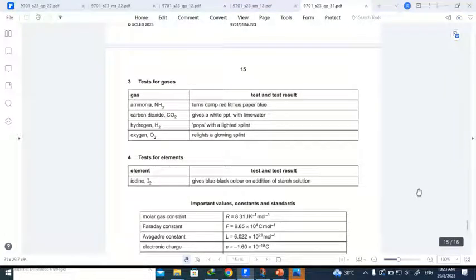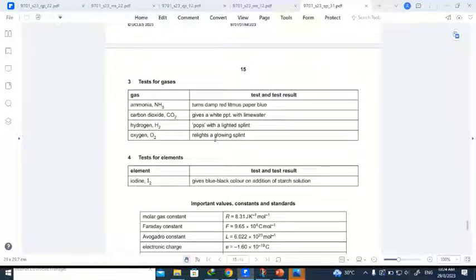This qualitative analysis note has a table for tests for gases. My students always find it very difficult to predict what type of gases they should test for. They should identify in a reaction which is producing a gas. So when they see effervescence, they would not know which gas to test.